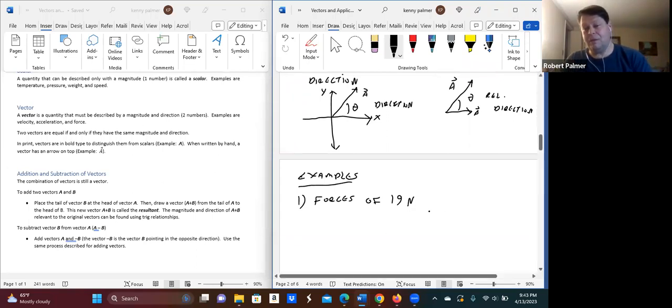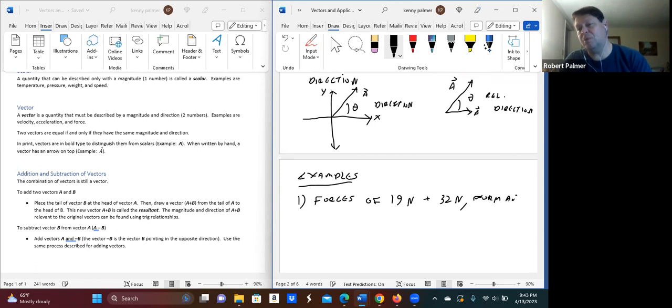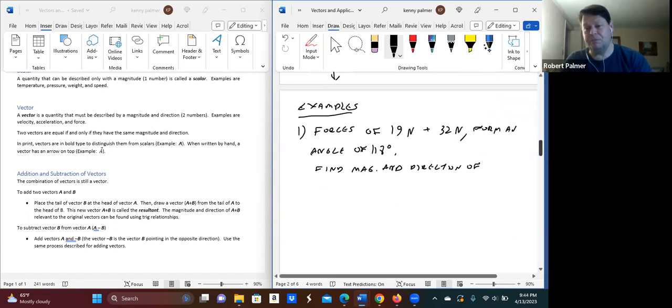Okay. And also plus 32 newtons. Okay. And basically they form an angle, or the angle between them of 118 degrees. Okay. Let's find the magnitude and the direction of the resultant force.